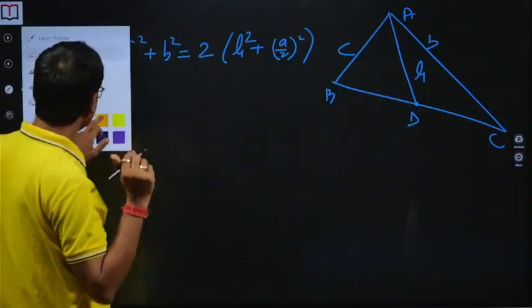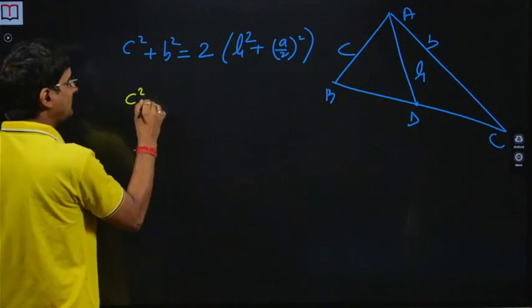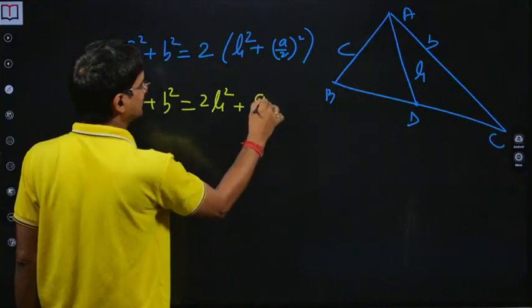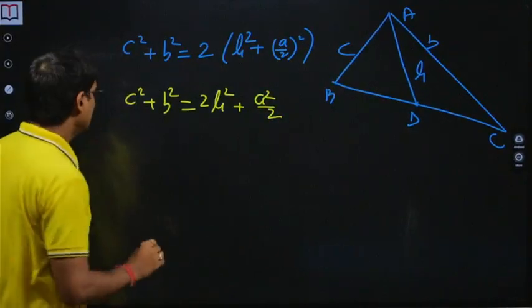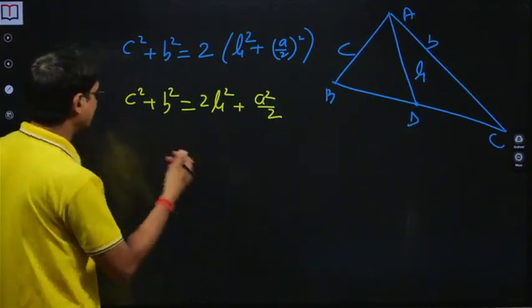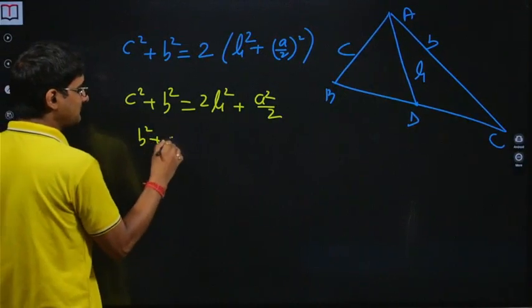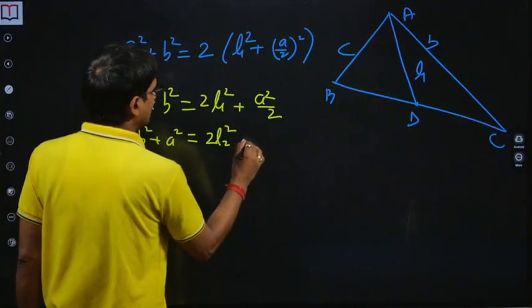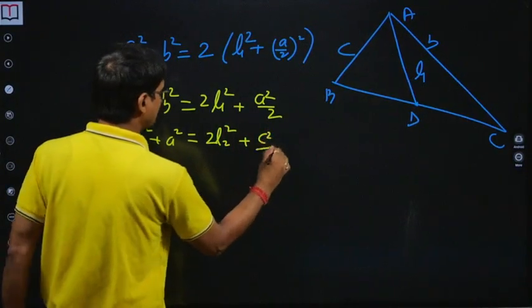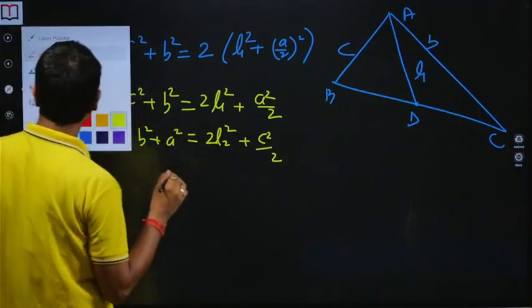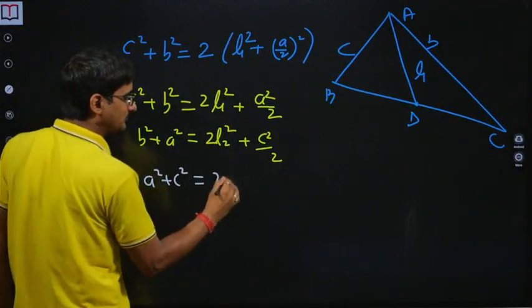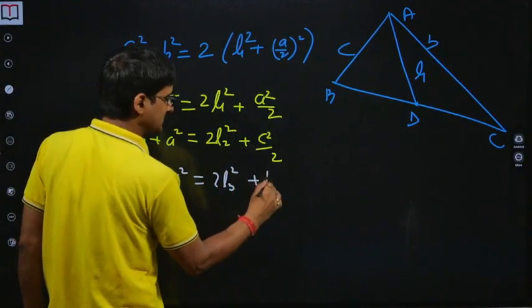Okay, now see, I use this. Somehow I remember this result, that's what I will say. Now I can write for all the three. So B square plus C square, similarly B square plus A square will be 2L2 square plus C square by 2, and then we have A square plus C square will be 2L3 square plus B square by 2.